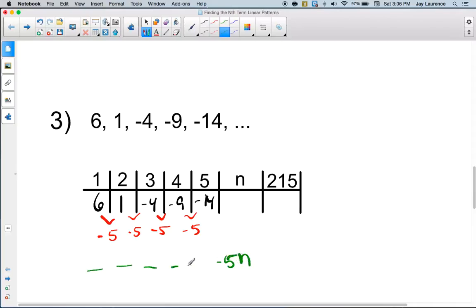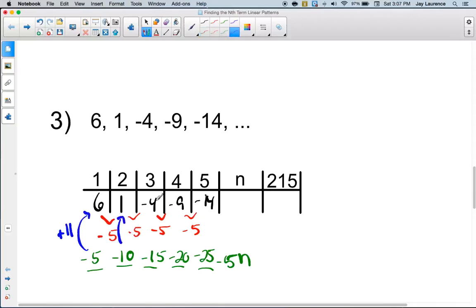So let's make my comparison line. And I'm going to multiply each one of these by negative 5. And so I'm going to get negative 5. Then I'm going to get negative 10. And I'm going to get negative 15, negative 20, and negative 25. And how do I turn negative 5 into 6? Well, I think I'm going to add 11.